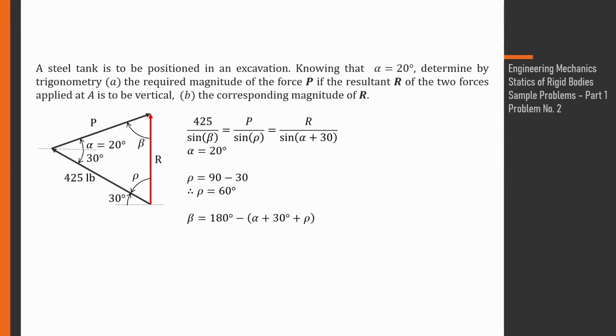And for beta, the sum of the interior angles of the triangle is 180 degrees. So alpha plus 30 plus rho plus beta is equal to 180 degrees. Therefore, beta is equal to 180 degrees minus the quantity alpha plus 30 plus rho. So 180 minus 20 plus 30 plus 60, which is 110. So 180 minus 110 is 70 degrees.